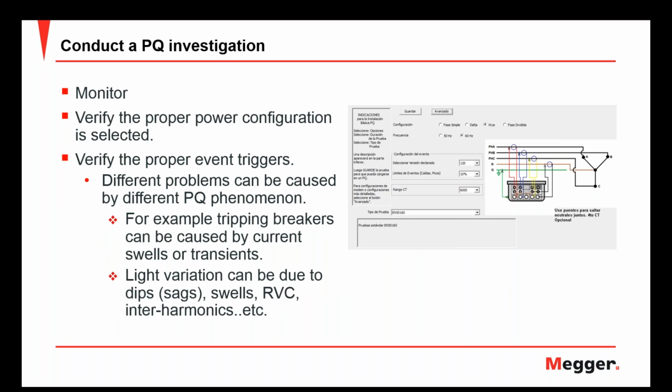Now, when we monitor, we want to make sure we're triggering for the right events. So we want to set the proper power configuration, and we want to make sure that we have the right events triggered. So, for example, if I'm going to be troubleshooting a problem with tripping breakers, I will want to set some current limits on there that are equivalent to the breaker level to see if I'm passing that current limit. If I'm seeing light variations, I want to make sure that I not only have dips and swells that I'm looking for, but I'm looking at RVC, interharmonics, and things of that nature as well.